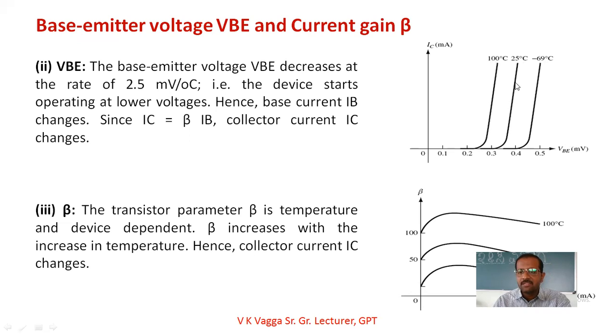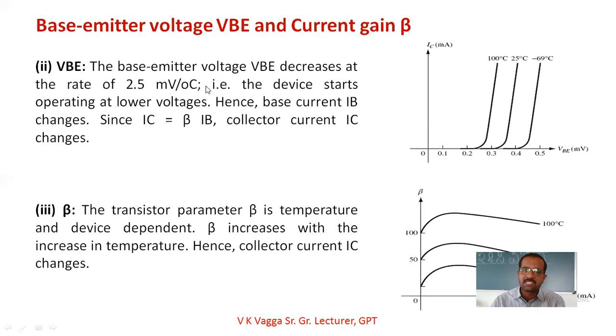Suppose initially at minus 69 degrees Celsius, VBE is equal to 0.4, and if the temperature is increased to 25 degrees Celsius, the voltage is equal to 0.3. So the voltage has decreased by 0.1, and at 100 degrees Celsius, it is equal to 0.2 here. So the base emitter voltage VBE decreases with increasing temperature at the rate of 2.5 microvolt per degree Celsius.